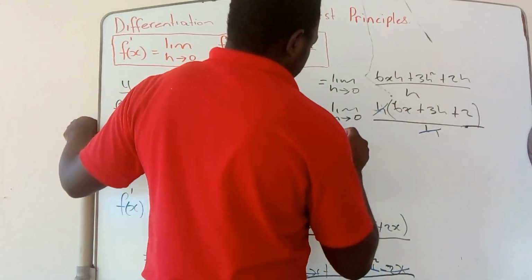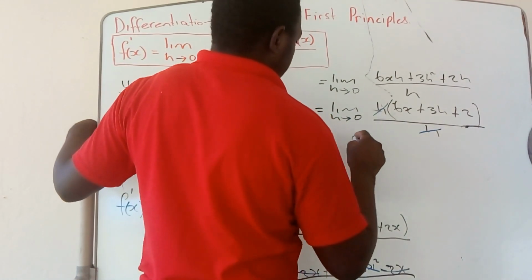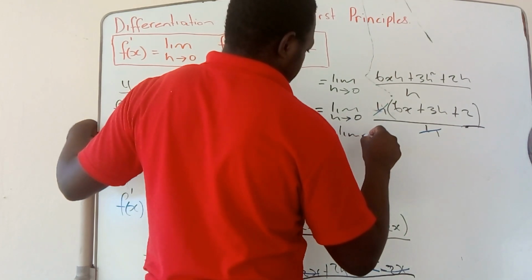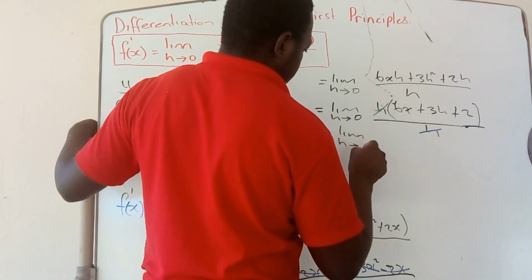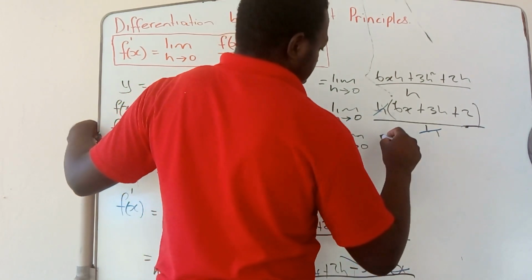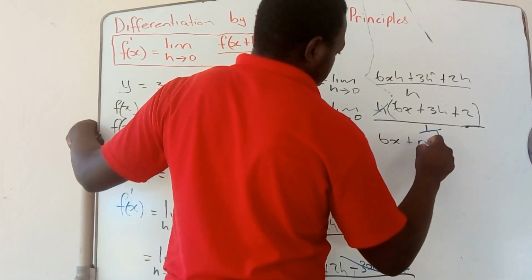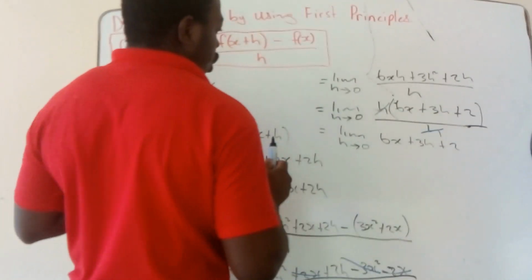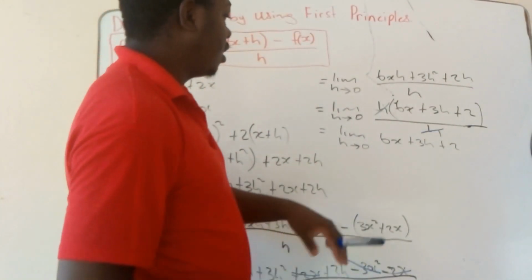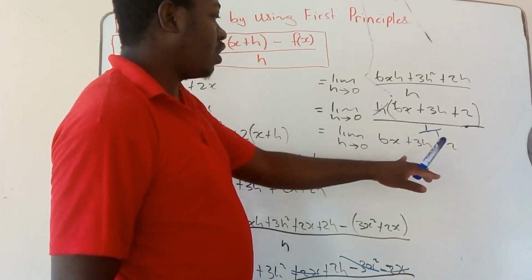We're left back with the limit as h approaches 0, 6x plus 3h plus 2. Now we can substitute h equals 0 into this.